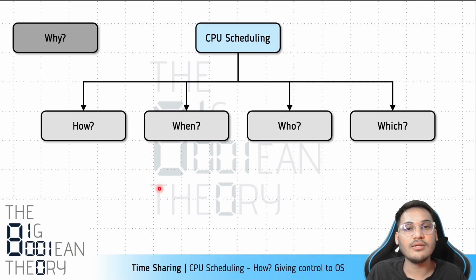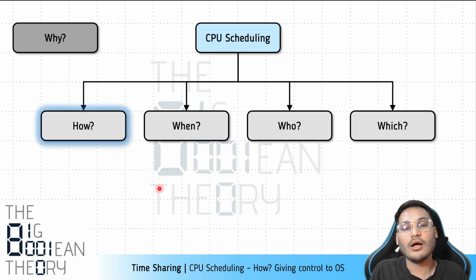We raised several questions, that is, if you are about to design a CPU scheduling mechanism, right? If you're an OS developer and you have to design a CPU scheduling technique, what are the different questions that you must answer? These are the different questions, as you can see: why, how, when, who, and which. We already know why we are doing scheduling, so that we can run more processes on limited CPUs. In this video and the subsequent two videos, we are going to talk about the how part.